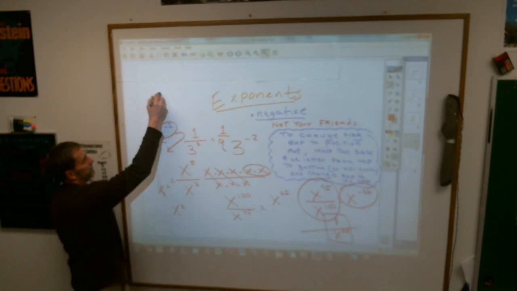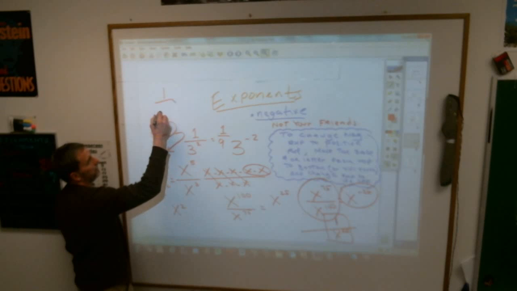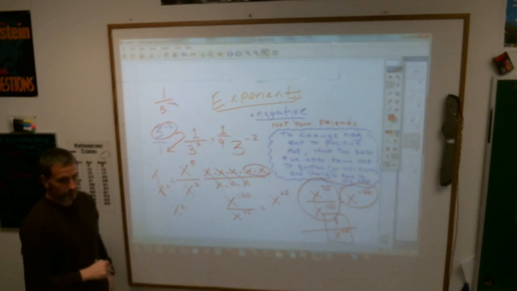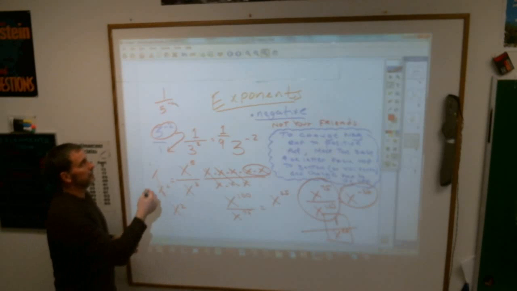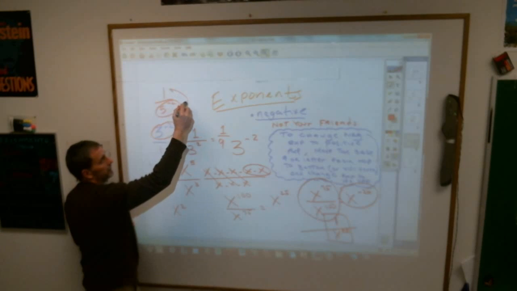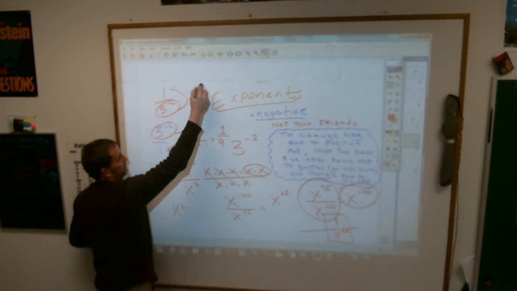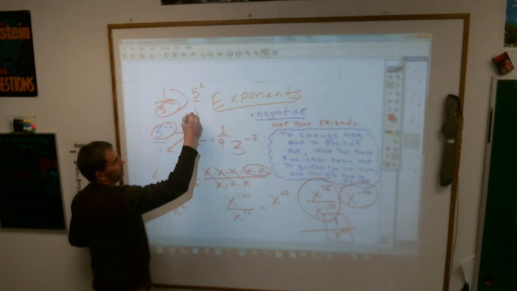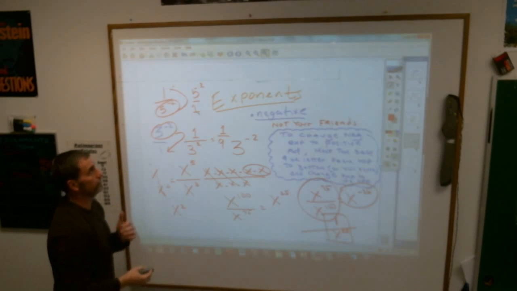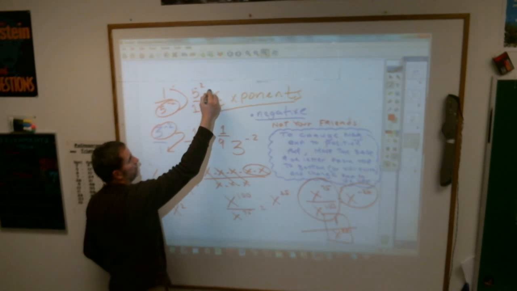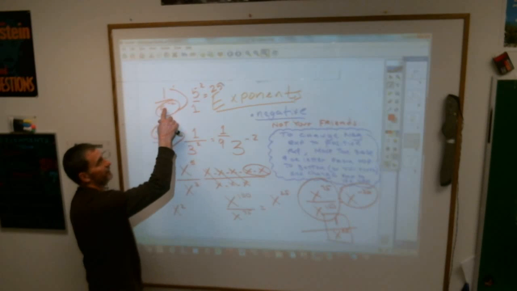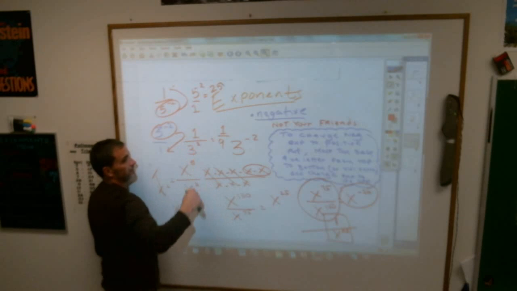So if I had this, 1 over 5 to the negative 2 power, in this case it's just the opposite. I take this 5 to the negative 2, I move it to the top, and it becomes 5 to the positive 2 power. I can put a 1 on the bottom, but 1's on the bottom of fractions really don't do any good for us. You can leave that off. What is 5 to the second power? 25. 1 over 5 to the negative 2 power is 25.